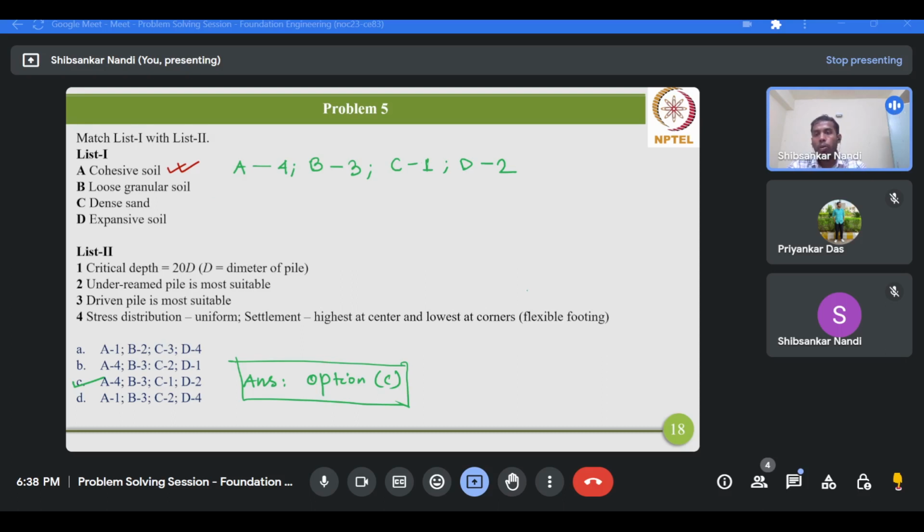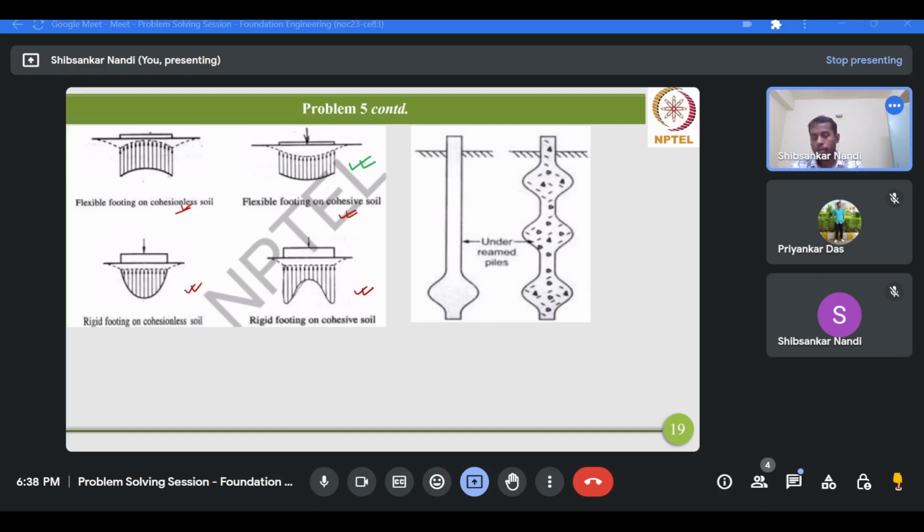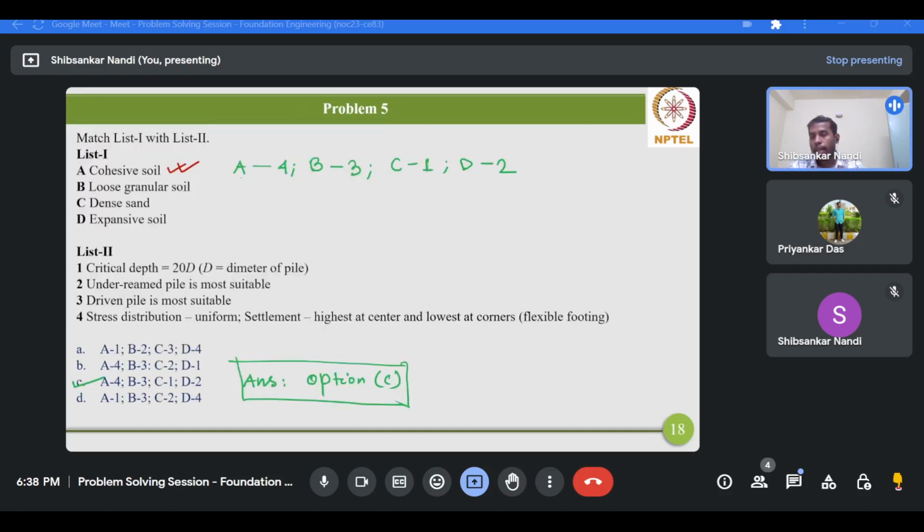So again, for a flexible footing resting on cohesive soil, the distribution of stress beneath the footing will be uniform. However, settlement will be highest at the center and lowest at the corners, as can be seen from this slide. And secondly, the driven pile is most suitable for loose granular soil, and critical depth of a pile is restricted to 20 times the diameter of the pile for dense sand, and underreamed pile is most suitable for expansive soil. So considering these conditions, option C is the correct answer.